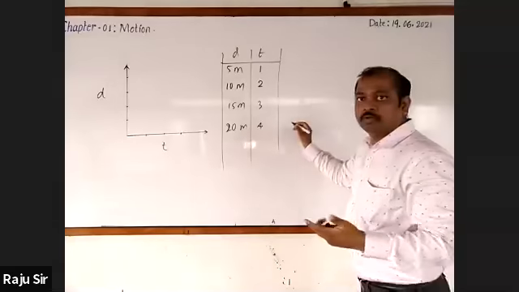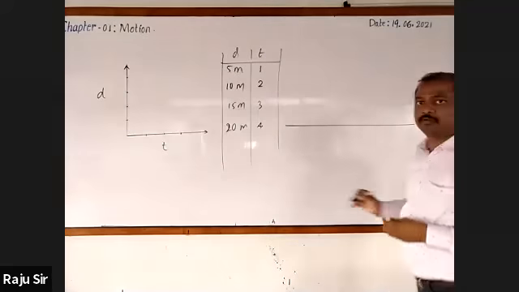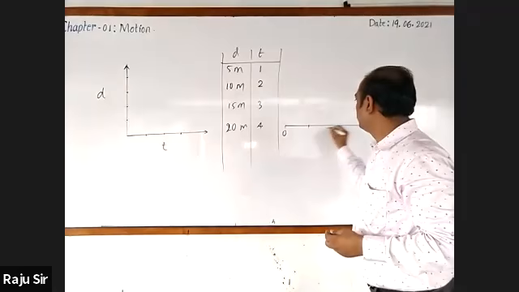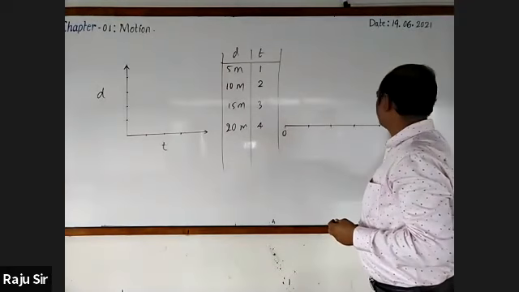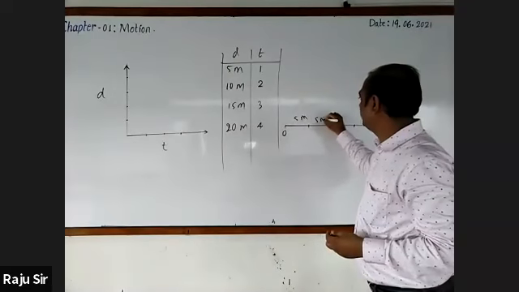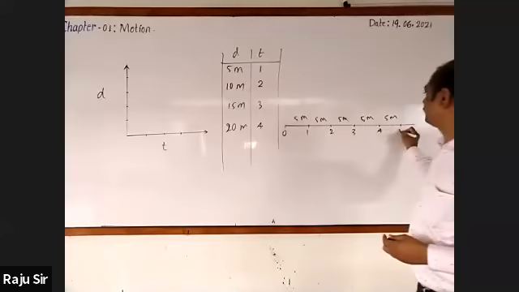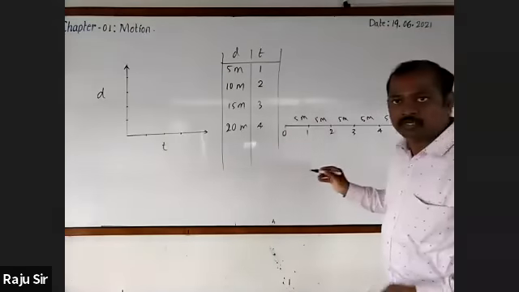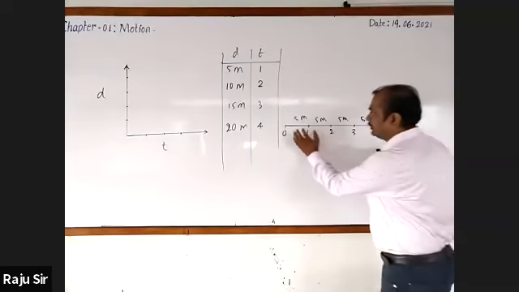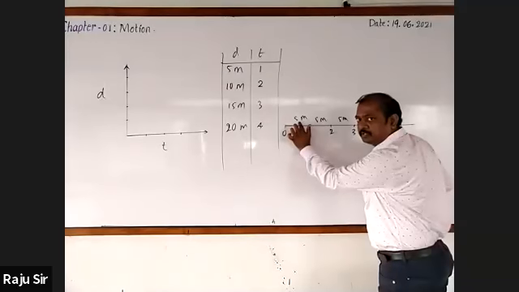I'm going to show that with this illustration. This is 0. 5 meters, 5 meters, 5 meters, 5 meters, 5 meters. Here, 1 second, 2 seconds, 3 seconds, 4 seconds, 5 seconds. Got it? Now you tell. In the first second, what is the distance covered? 5 meters.